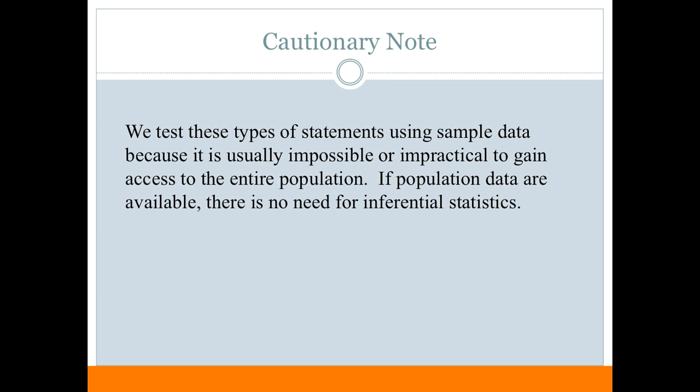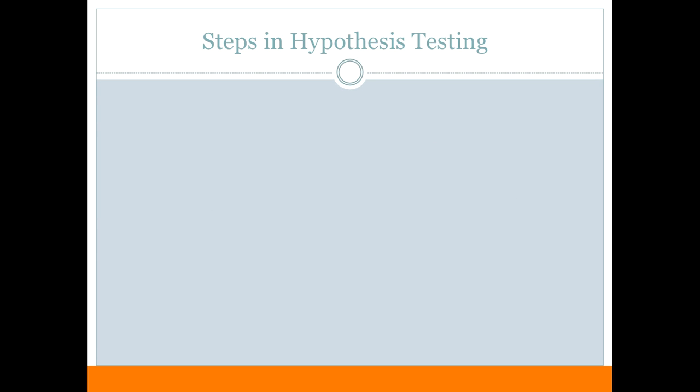So one cautionary note here: we test these types of statements using sample data because it's typically impossible or very impractical to actually gain access to an entire population. But if population data is available, then we don't really have a need for inferential statistics. So if you're only interested in a small population, like one particular class, you can just use the entire population data. But typically we do not have access to that, so that's why we use sample data in order to infer back on our population.